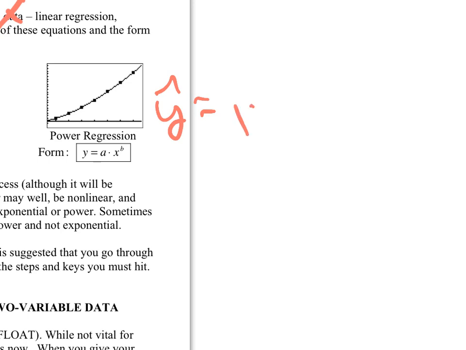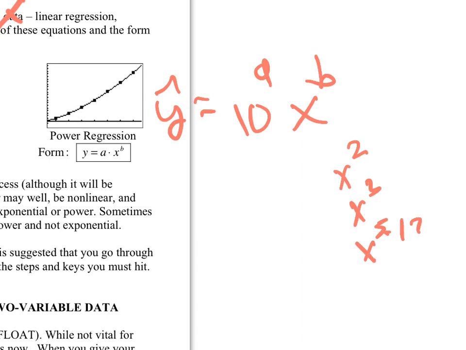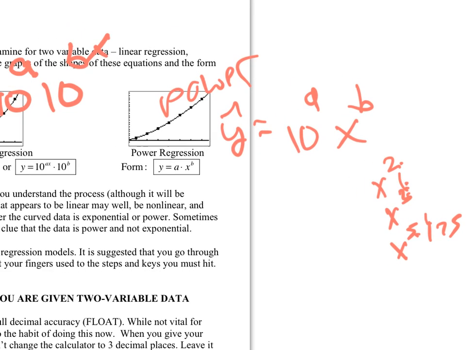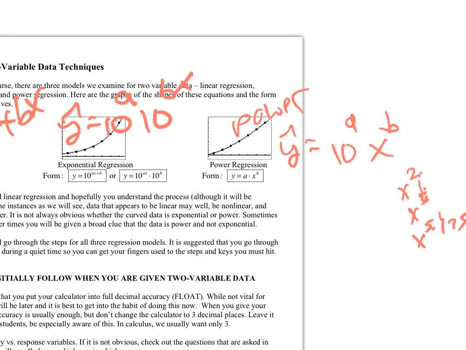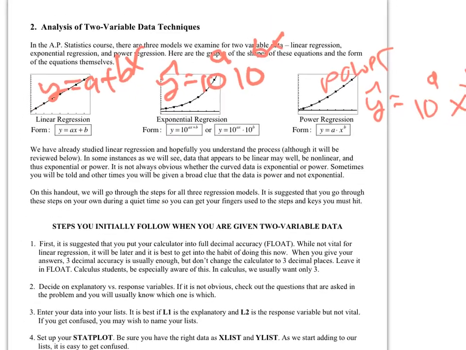It was 10 to the a. This time it's x to the b. Since b is just a number, this is just like an x squared, x to the third, x to the 5.175. Those are all just exponents that are called powers, so we call this the power function. A power function can look like exponential. They look almost the same. And you're going to find out how we know the difference, hopefully.